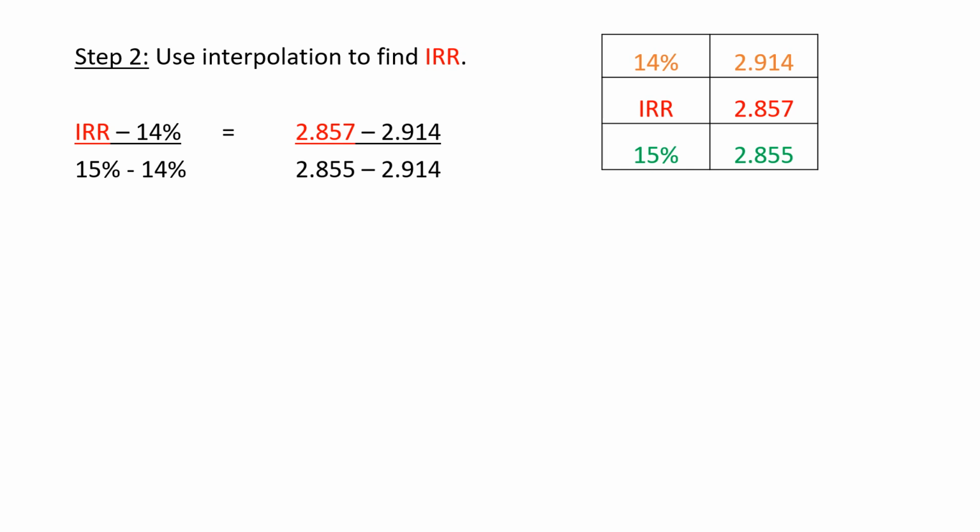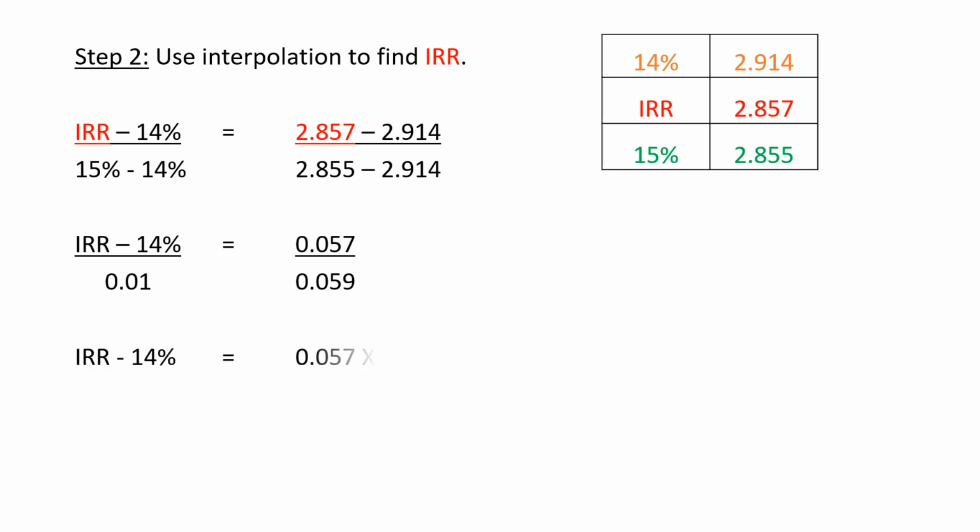Let us find IRR. We are going to use interpolation method to find IRR. The unknown is IRR minus 14% divided by 15% minus 14%. So you correspond the figures accordingly on the other side, and work it out. So the answer for IRR is approximately 15%.